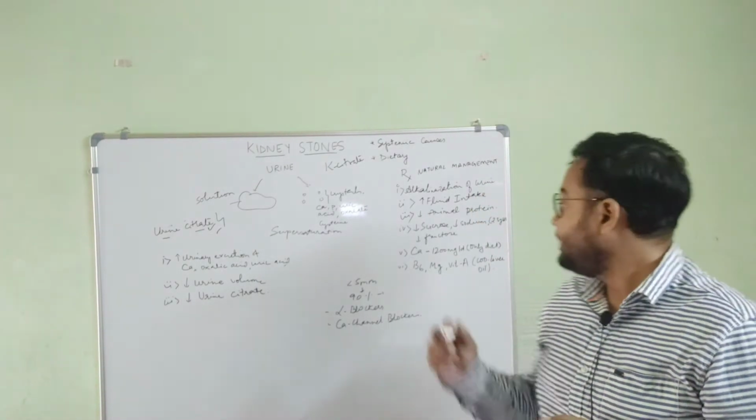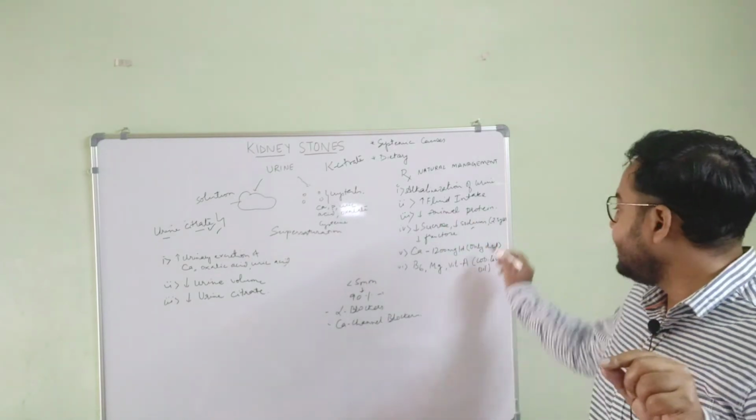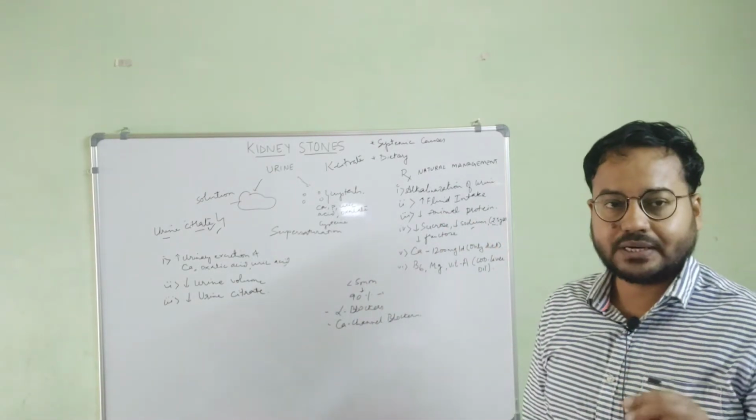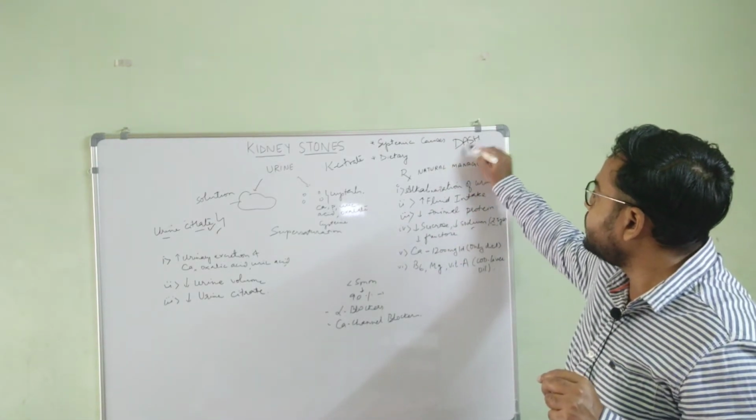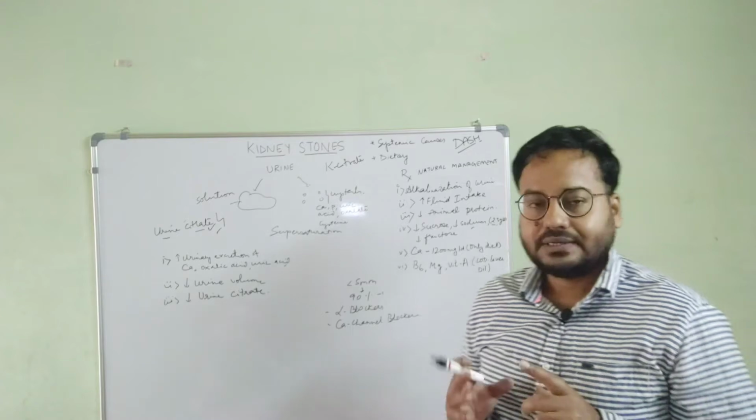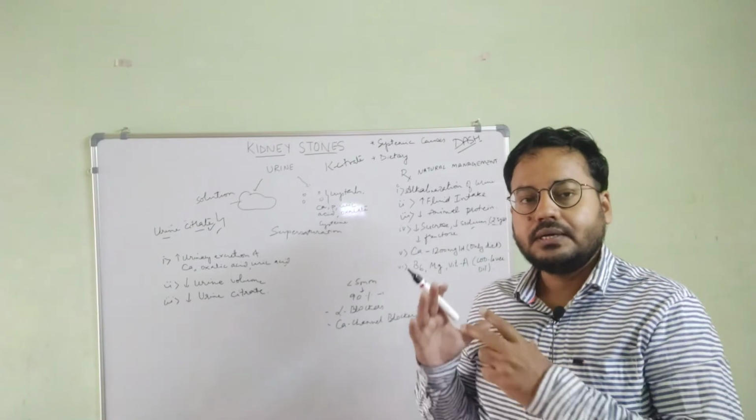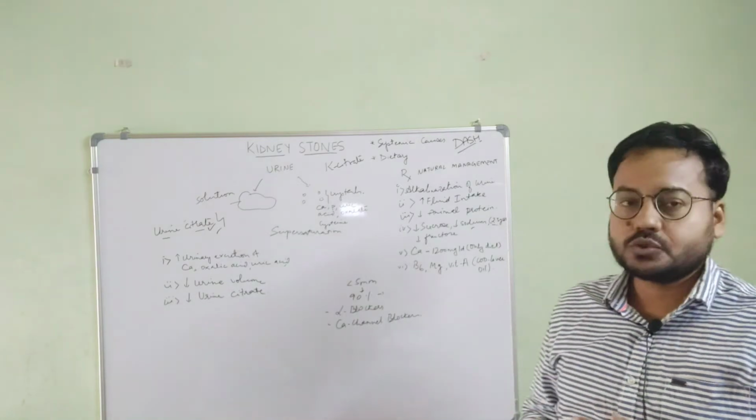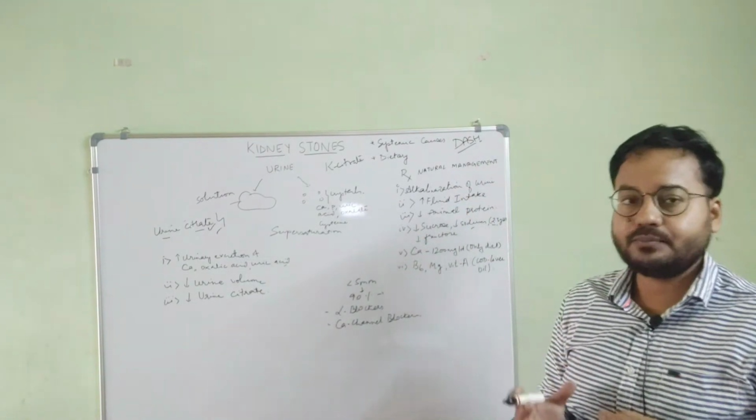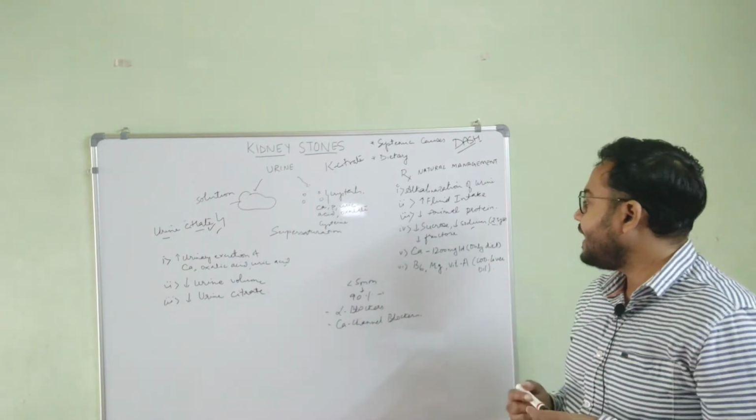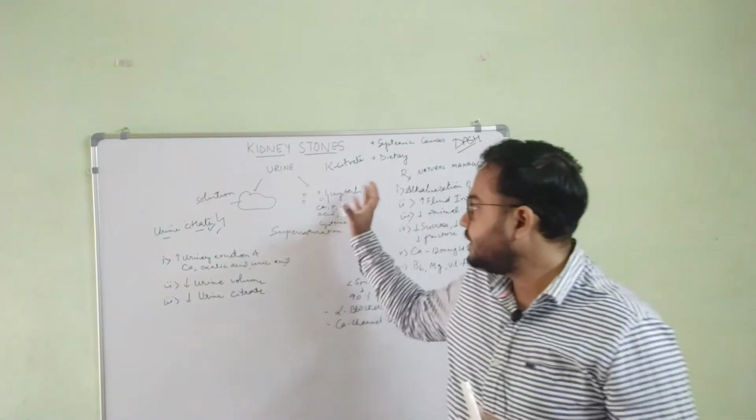The next important thing is limiting the consumption of sodium to less than 2.5 grams per day, and the DASH diet is recommended. Dietary Approach to Stop Hypertension. The DASH diet is recommended generally for people who are more at risk of developing kidney stones, or those who have already had kidney stones and want to prevent recurrence. The DASH diet is very high in potassium, low in sodium, and good in fruits and vegetables. So it's very good to prevent kidney stones.